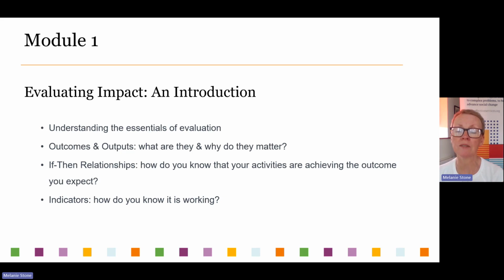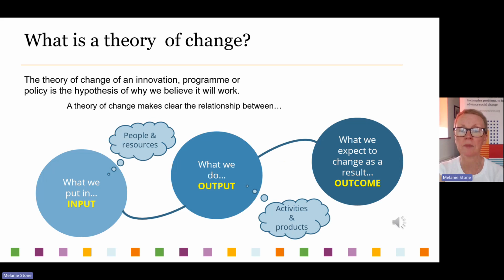To do this, we develop a theory of change for the work we do. So what is a theory of change? A theory of change for your service is the relationship between what you put in, the people and resources, what you do, your daily activities, the things you produce, and what you expect to change as a result. In developing a theory of change, we will look at outcomes and outputs. What are they? Why do they matter? We also look at indicators. How do you know it is working? What evidence will tell you that you have contributed to better outcomes for your community?